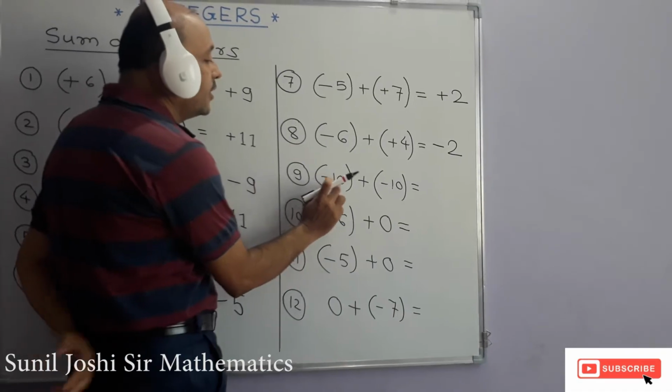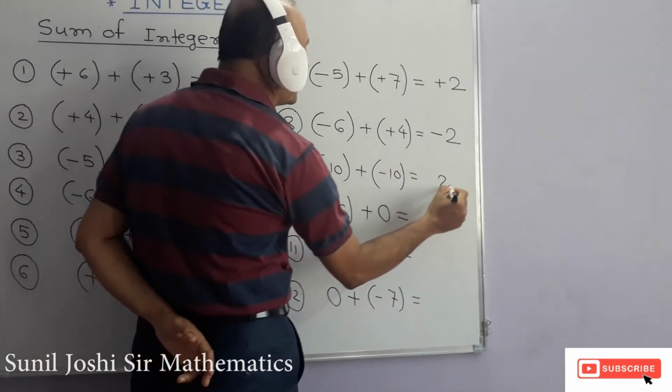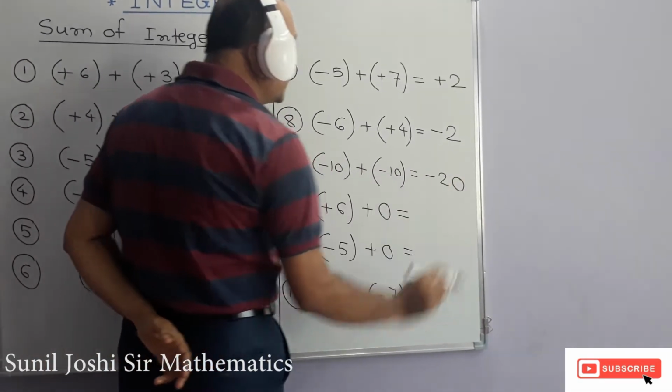Then the same rule applies, that is similar signs do addition. The answer will not be 0 here. 10 plus 10 will be 20, but the sign is negative.